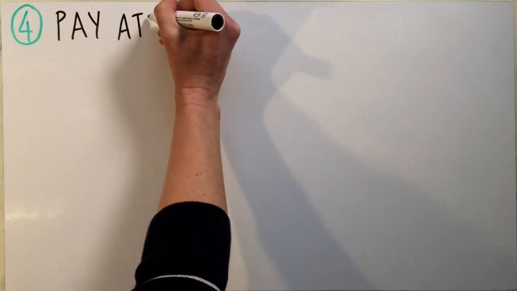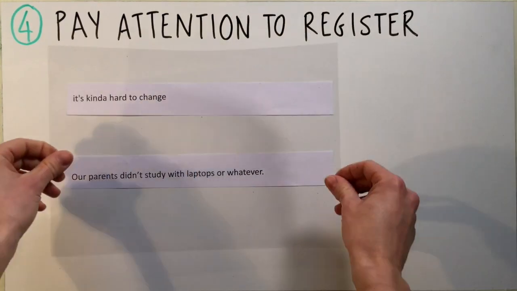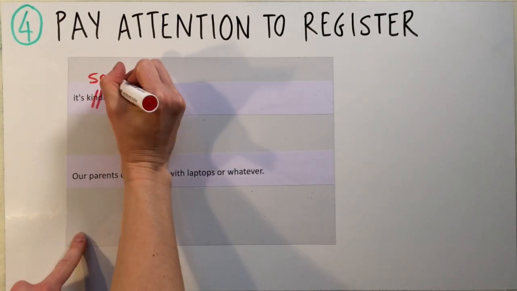My fourth recommendation is to pay attention to register. So think about the words you use and if they are appropriate for academic English. These two examples are not.